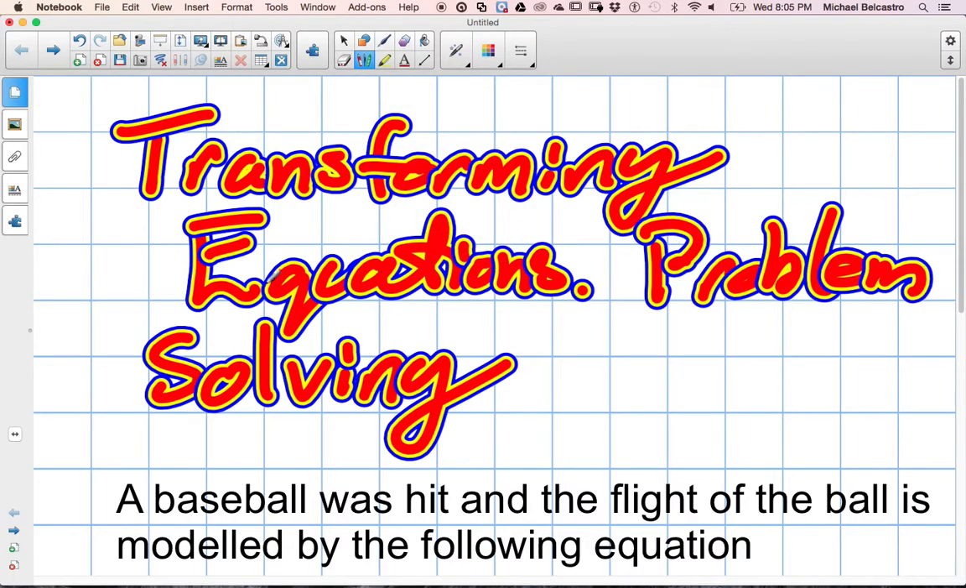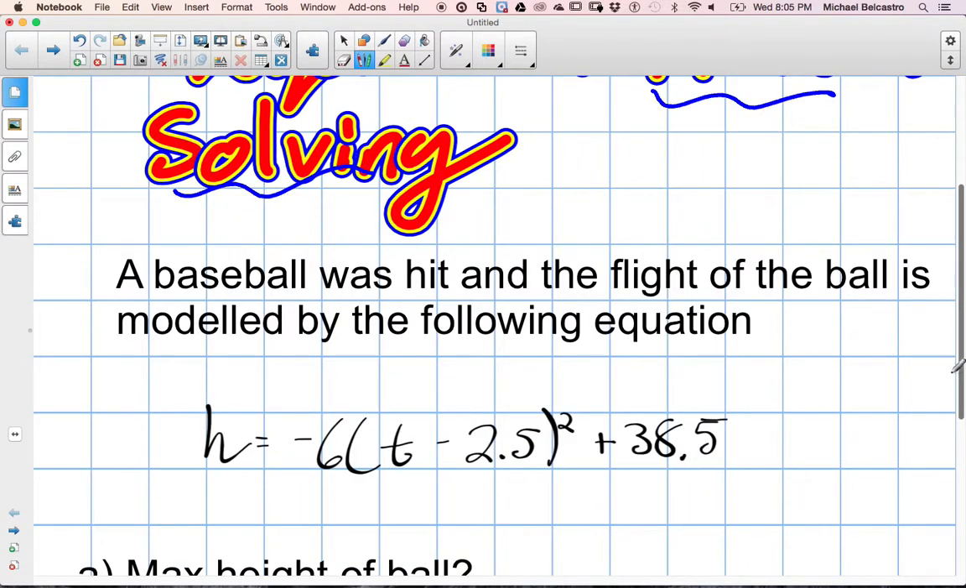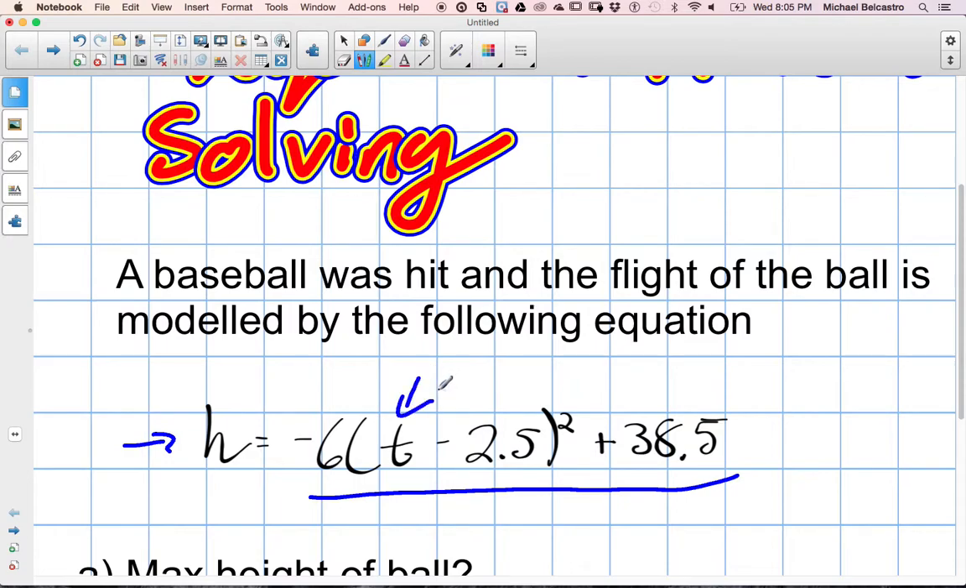We're looking at transforming equations, usually called the vertex form of an equation, and we're going to look at some problem solving. They've given us a question that says a baseball was hit and the flight of the ball is modeled by the following function. It's just height. The height of the ball is equal to this equation, and t represents time since it was hit.